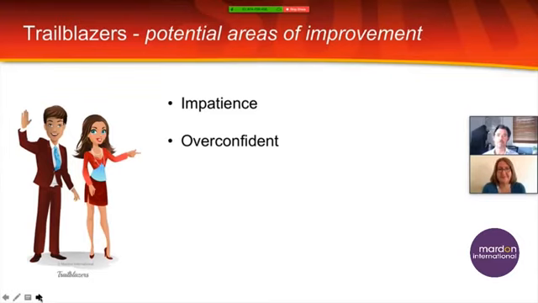Impatience and overconfident. So again, we sort of covered off that impatience bit, which drives them not to check details, but overconfident. Again, as I mentioned earlier, the trailblazers think, yeah, I'll give it a go. I've got the ability to do that, and they may not. I'm just going to finish this off with a quick client story, Georgina.